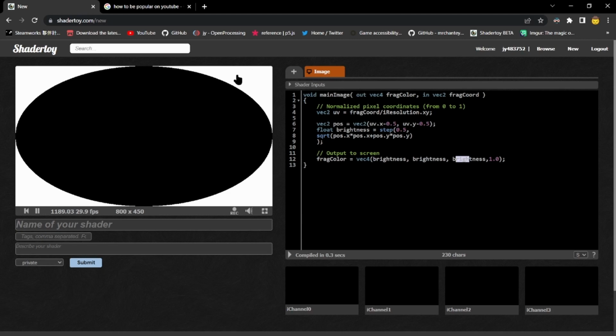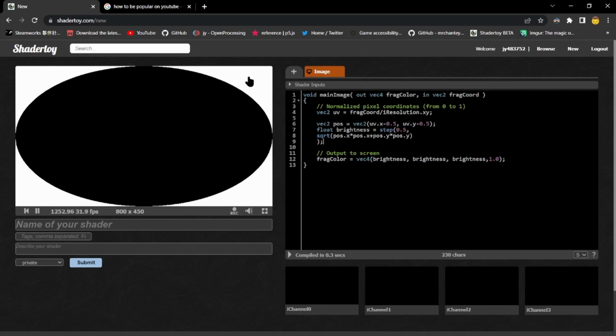For some pixels outside of the circle, it gets the coordinate of 800 450. Okay, so 800 450 divided by 800 450 comes out to 1 1. 1 minus 0.5 is 0.5. 1 minus 0.5 is 0.5. So pos is 0.5 0.5. So 0.5 squared, which is 0.25, plus 0.5 squared, also 0.25, the square root of 0.5, which is a value higher than 0.5. Step returns 1. Our brightness is 1. So you see the white color.